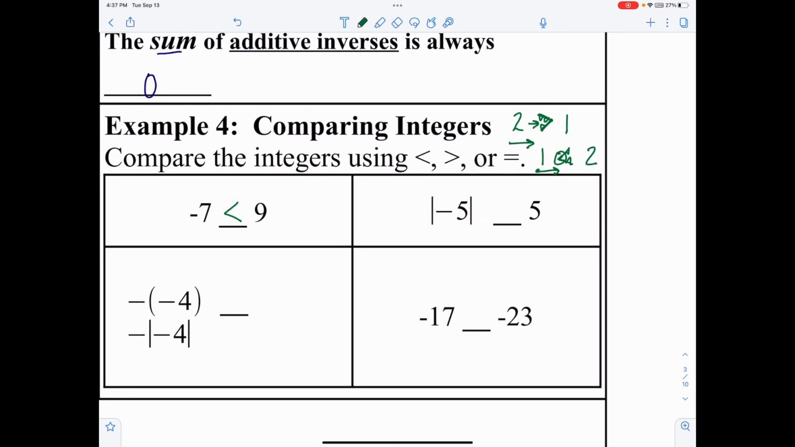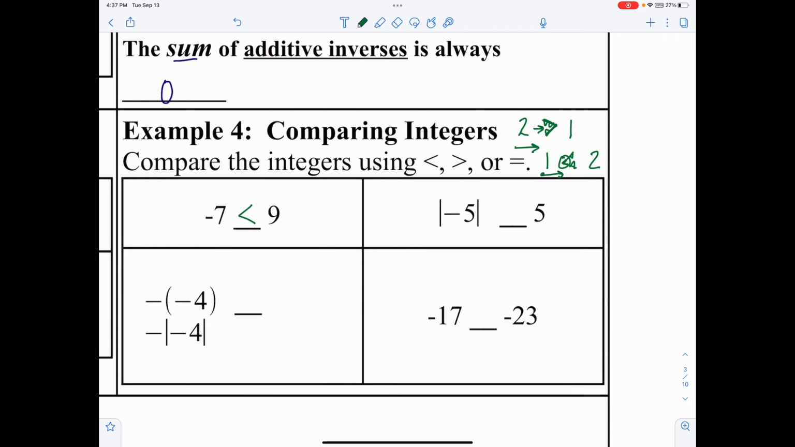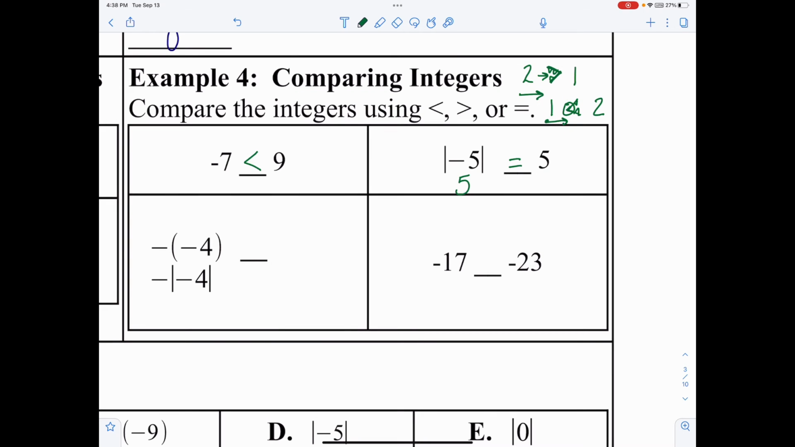Okay, over here we have the absolute value of -5. So go ahead and evaluate that. So that actually just means 5, because we're asking how far are you away from 0. And so 5 is equal to 5. Or the absolute value of -5 is equal to 5.